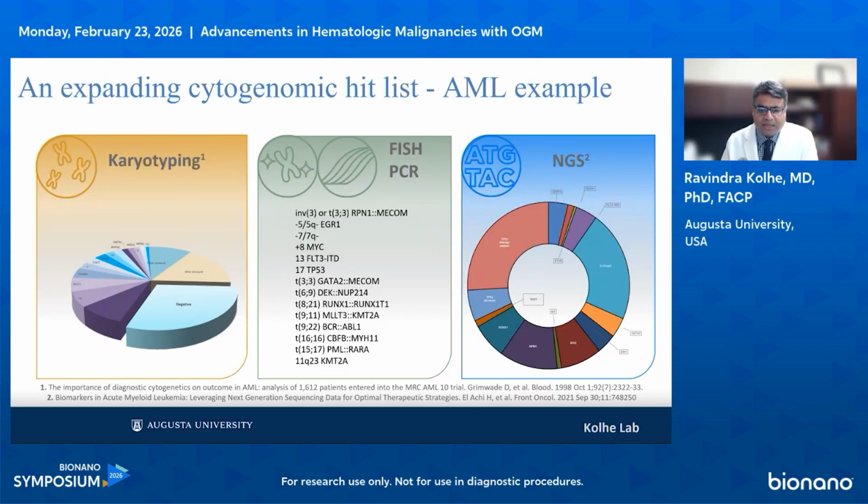The other reason is there is an expanding list of abnormalities in heme, and if you just go over the new abnormalities in heme, it's nearly impossible to do that in one single assay like FISH or PCR or karyotyping. So combining a comprehensive bigger panel along with optical genome mapping could be a pretty good way of looking at different structural abnormalities in heme malignancies combined.